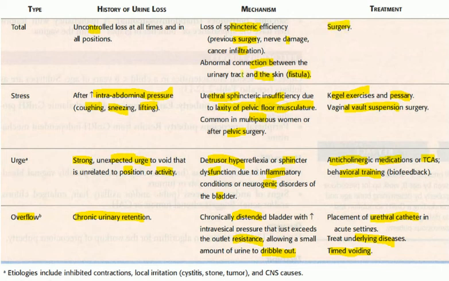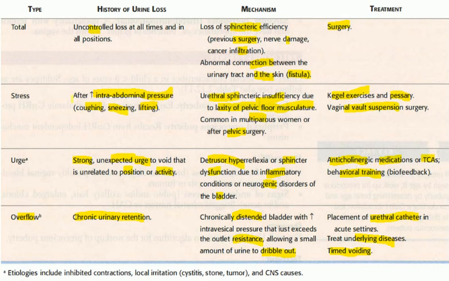Just to give you an overview again. Overflow, you need to remember, chronically distended bladder. So there will be a dribble out. For the urge, the patient is unexpectedly urged to void. So it could be three problems: sphincter dysfunction, inflammatory or neurogenic disorders of the bladder. So in the urge condition, we manage this patient with medications.